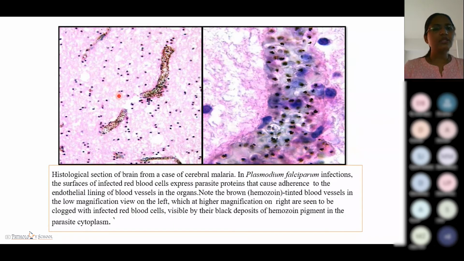So next, this is the histological section of brain from a case of cerebral malaria. The brown hemozoin pigment can be seen here, and on higher magnification, blood vessels are clogged with infected red blood cells, and the black hemozoin pigment in the parasite cytoplasm can be seen.